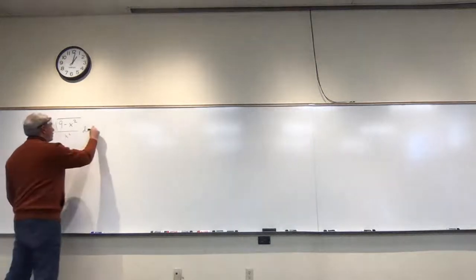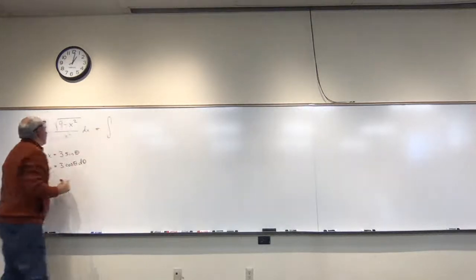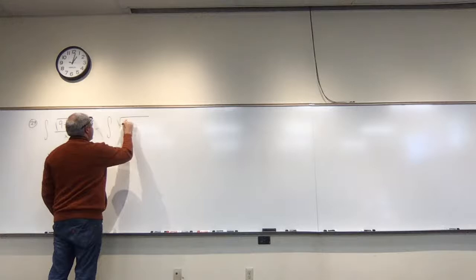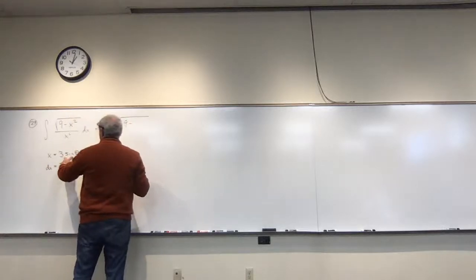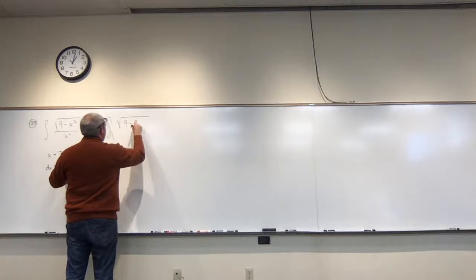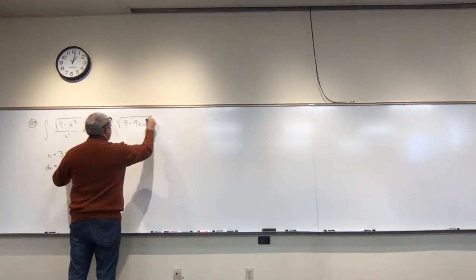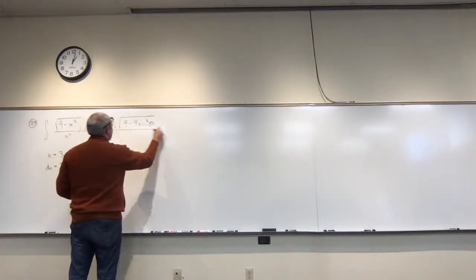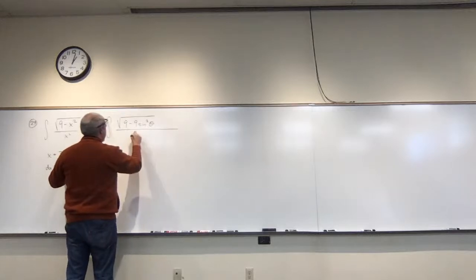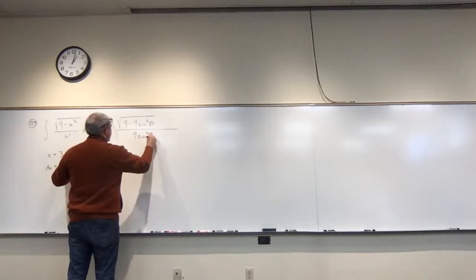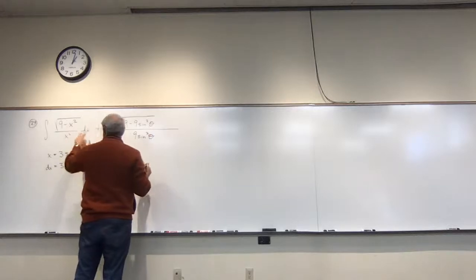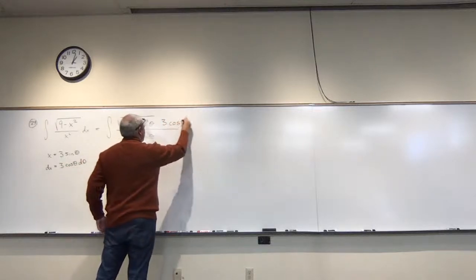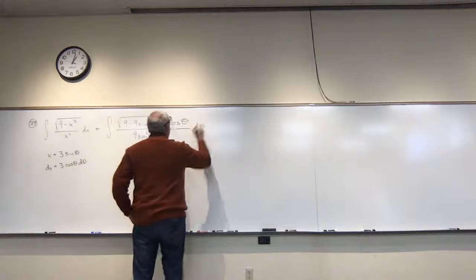Okay, so let's rewrite this. We have the integral of, on top I get the square root of 9 minus, and then I square x. When I square this, I get 9 sine squared theta. And then on bottom, I have x squared, which is 9 sine squared theta. And then I have dx, but dx is all of this stuff, so I have an additional 3 cosine theta d theta.